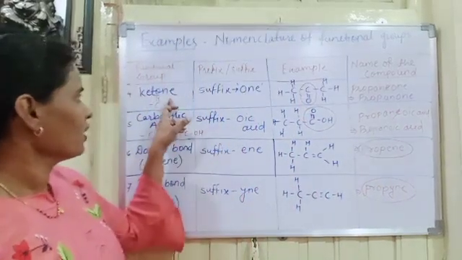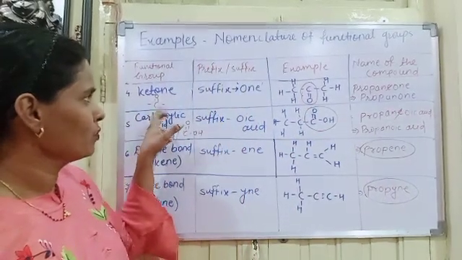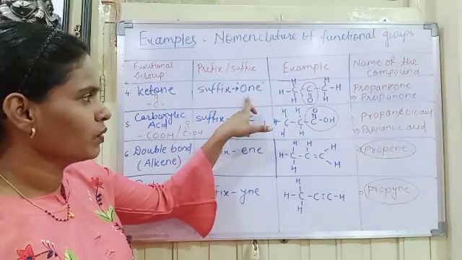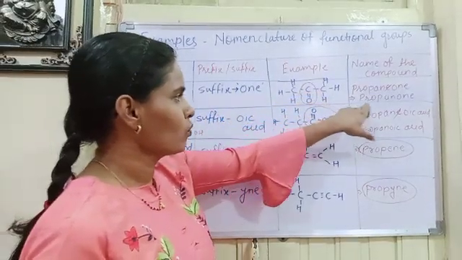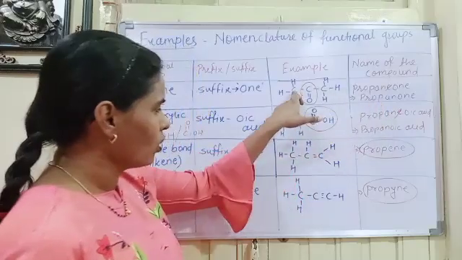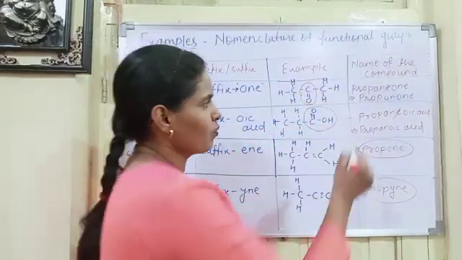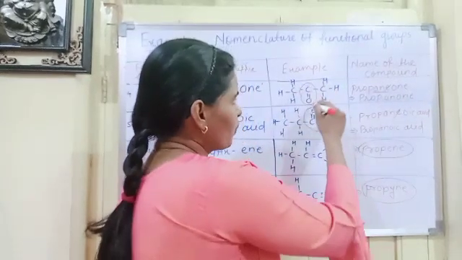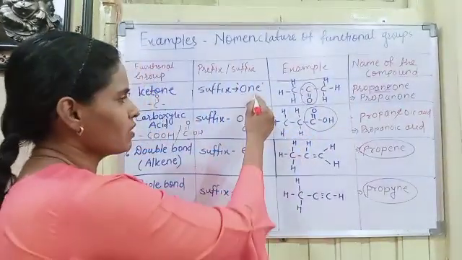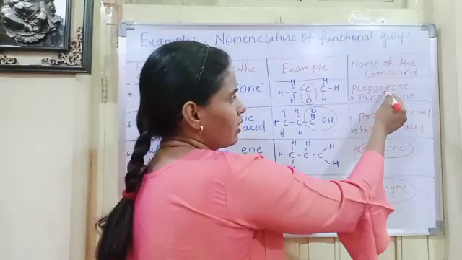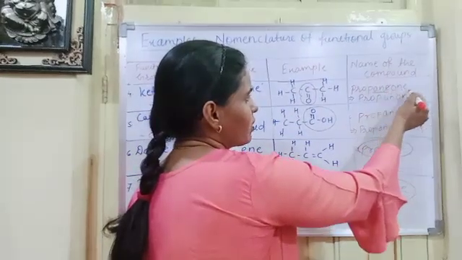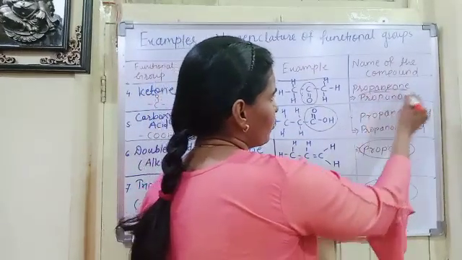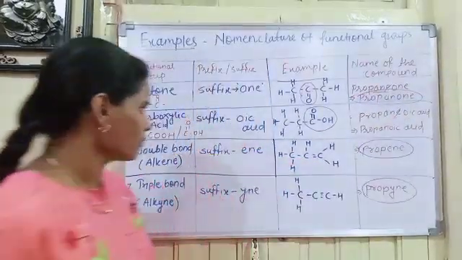Understood? Now here ketone functional group C double bond O, suffix ONE. 3 carbons are there, root word prop. All 3 carbons are bonded by single bond, primary suffix ANE. Now the ketone functional group is there, and that's why the suffix is ONE. So here we remove this E and place this ONE suffix. So the name of this compound is propanone.